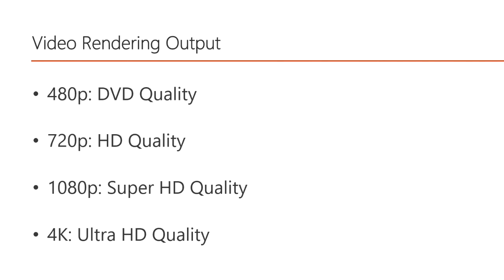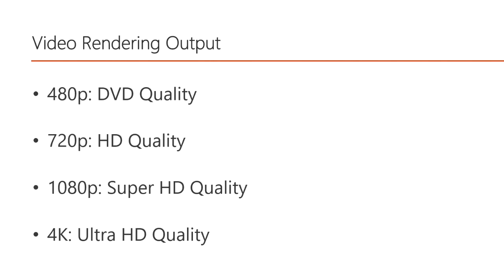The second option is 720p, which is HD quality, which cannot be put on a DVD, but can be put on a Blu-ray disc. There's also 1080p, which is super HD quality. Then you have the option of 4K, which is Ultra HD quality. Keep in mind that the higher the resolution of the video, the larger the video file. So that's just something to keep in mind.